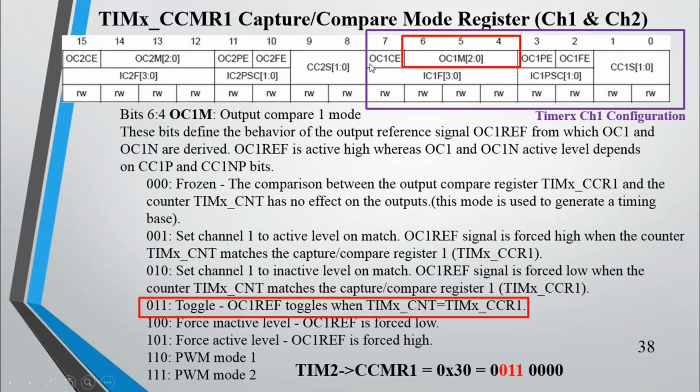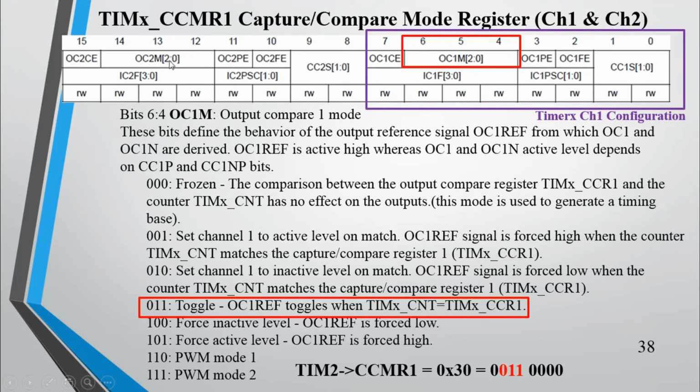7th bit, let it be 0. Then bits 6 to 4, that is 6, 5, 4, are known as the output compare 1 mode bits. Why this 1? Because you are going to configure channel 1. If you are configuring channel 2, you need to take bits 14, 13, 12 instead of 6, 5, 4. That is the output compare 2 mode bits.